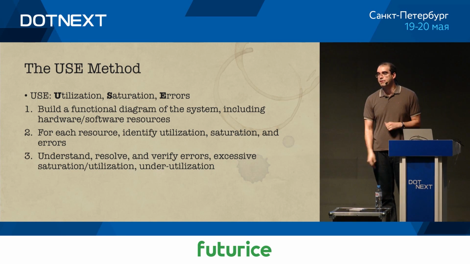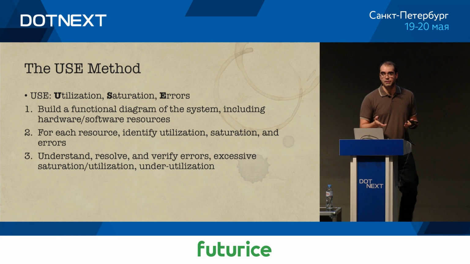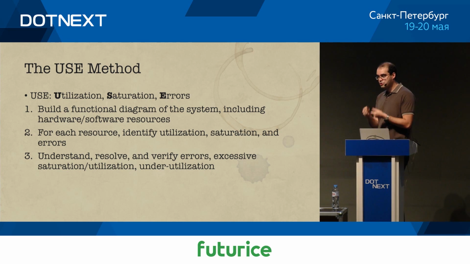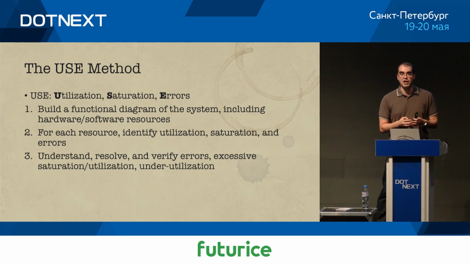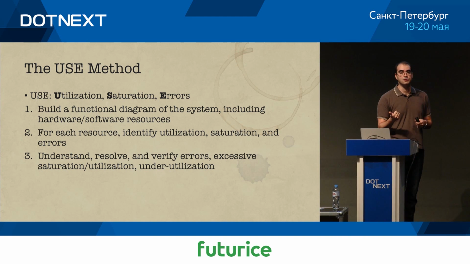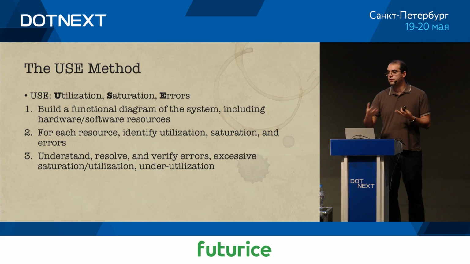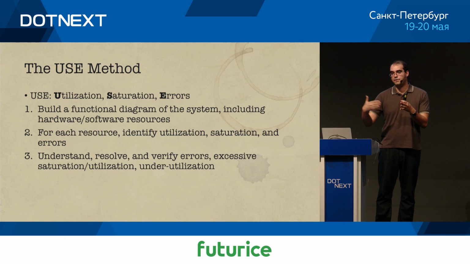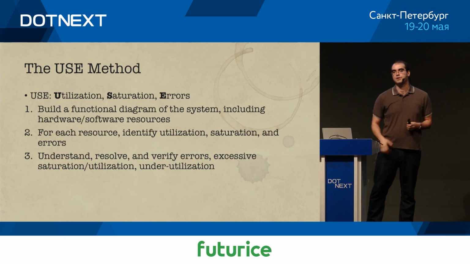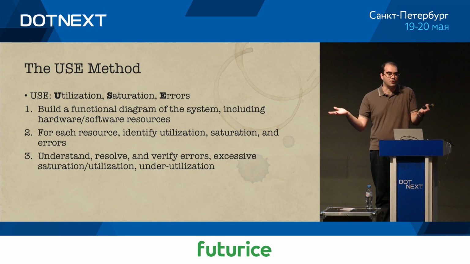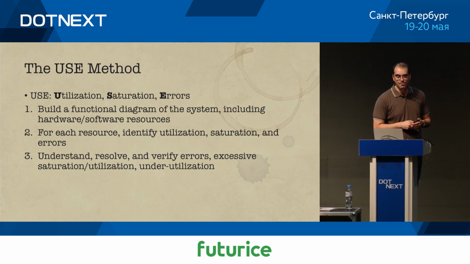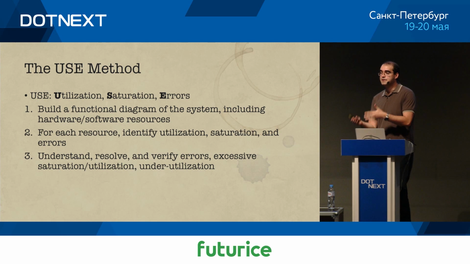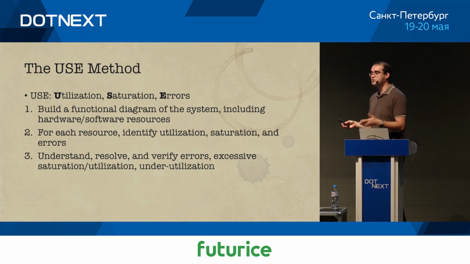What this method is: you build a diagram of the system, including any connections between components, and then for each component and for each connection, you want to figure out these three things. Utilization, which is how loaded that resource is. Saturation, which basically means if there's any queuing, if you have requests waiting for that resource, for example. And errors, which is errors, exceptions, checksums, and so on. And then if you see any issues with utilization, saturation, or errors, you fix them and then try again until all issues are resolved.